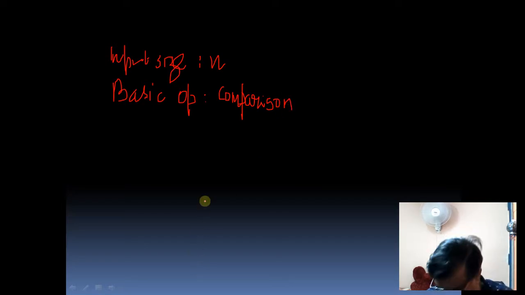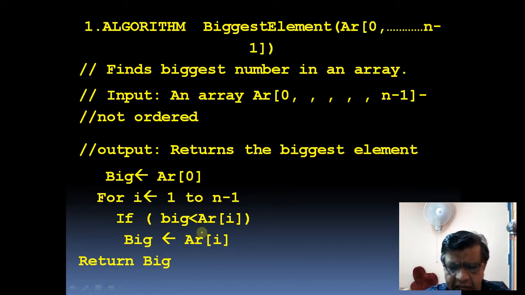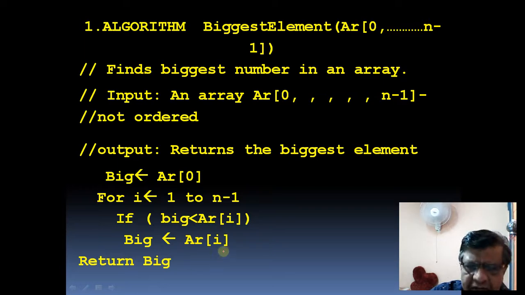The basic operation is exactly the comparison. The basic operation is the one that consumes most of the time, and that is the comparison, because the algorithm has to compare whether the next element is bigger or not. If it is bigger, then only the assignment will happen, so we may be confused why that is not a basic operation. This basic operation happens if and only if big is lesser than AR of I.